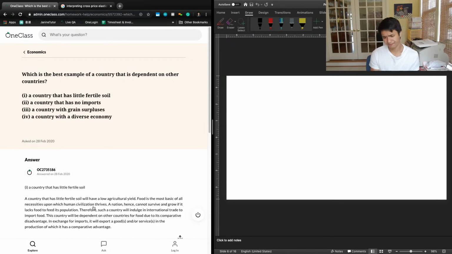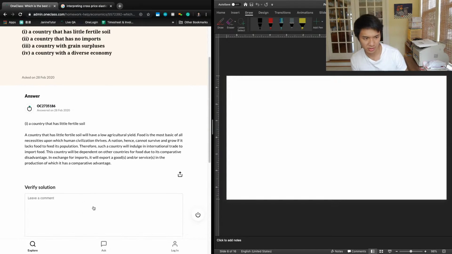3 says a country with grain surpluses. And if you're a surplus, you're mostly an exporter. And so it's not necessarily the case that you're dependent on other countries. It's more likely that other countries are dependent on your surplus exports. So again, this doesn't really match what we're looking for here. And finally, D, 4, a country with a diverse economy. If your country has a diverse economy, then it's likely that you're able to produce a lot of different goods in your own domestic economy without engaging in trade. And so that's not going to be a country that we would expect to see very dependent on other countries because they have that robust ability to produce by themselves. And so what is going to be the best answer choice here? The best example of a country that is dependent on other countries is a country with little fertile soil.